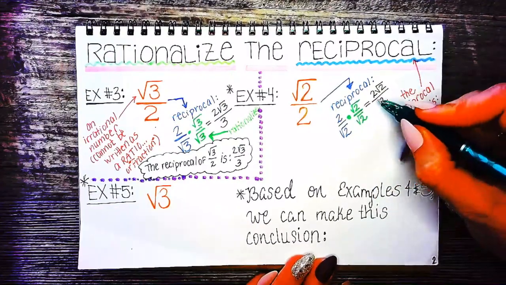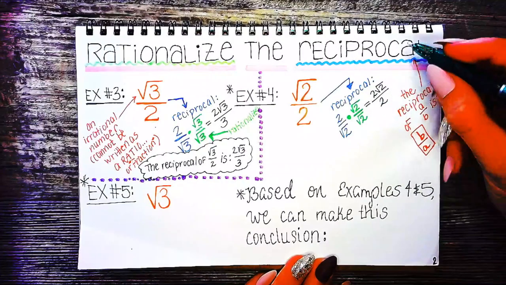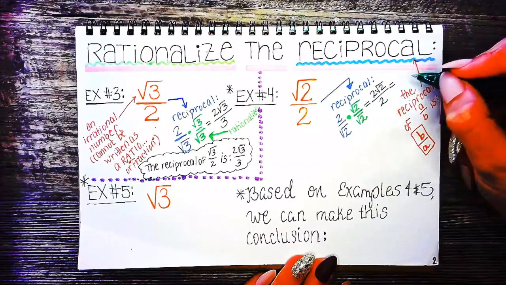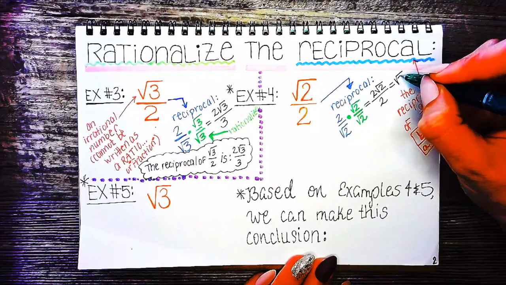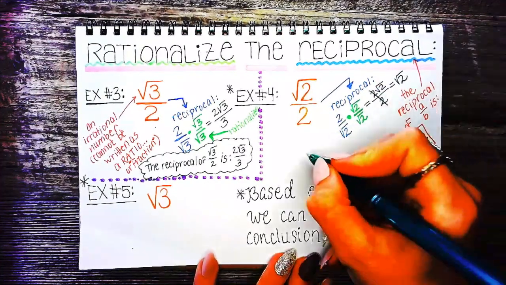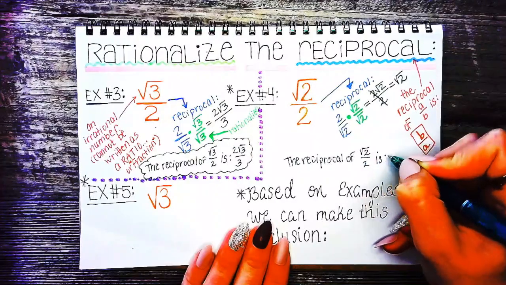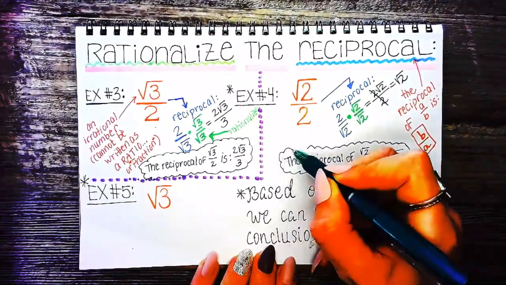Many times people leave the answer like this, but we can actually go a little bit further, and I hope you see it. 2 radical 2 over 2 reduces to just radical 2. Therefore, the rationalized reciprocal of radical 2 over 2 is radical 2.